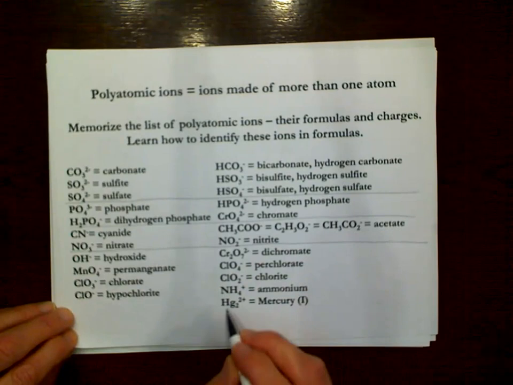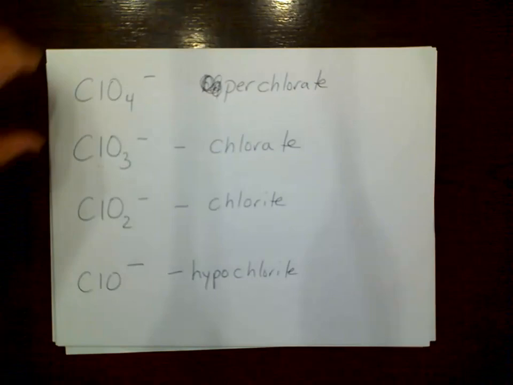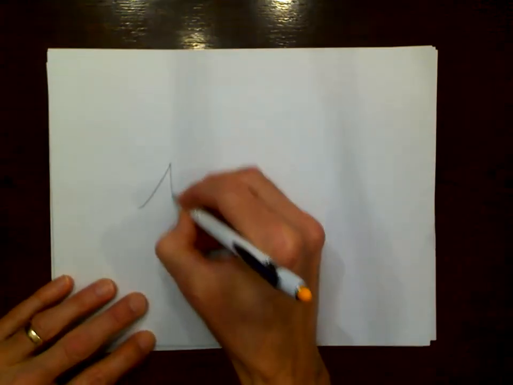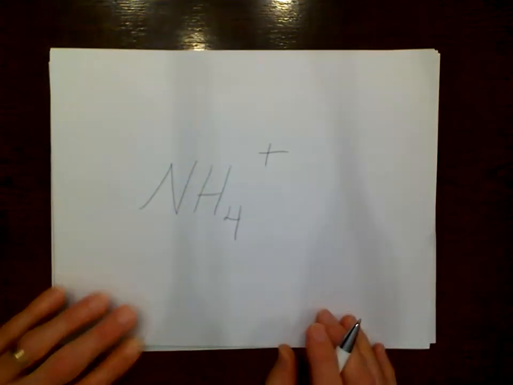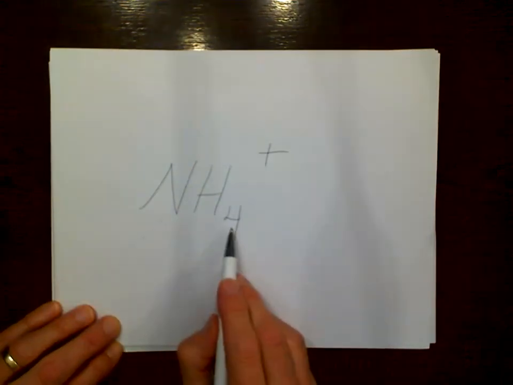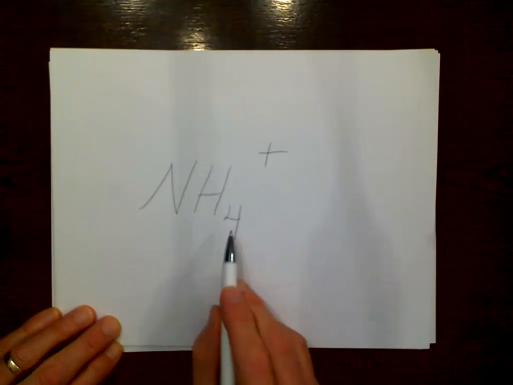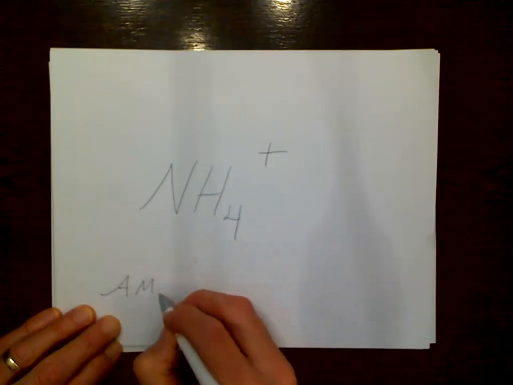There is one ion here that's a cation that I want to point out. That's the ammonium ion. That's going to be an important one for us. The ammonium ion is our only polyatomic cation that I'm going to have you worry about. It's NH4, so it's a nitrogen and 4 hydrogens attached. And this we give the name ammonium.